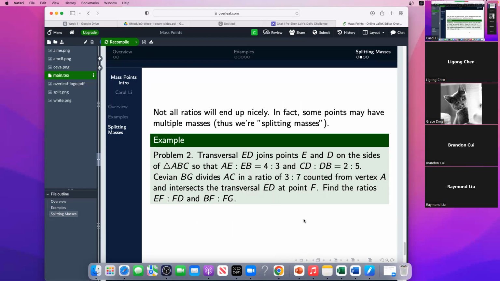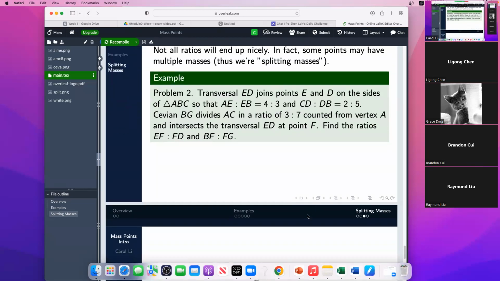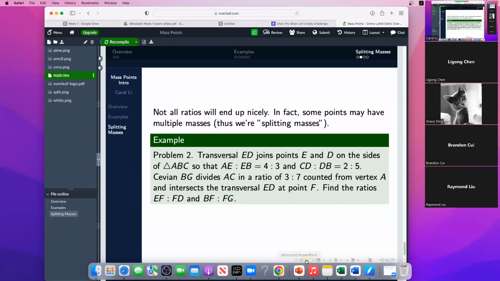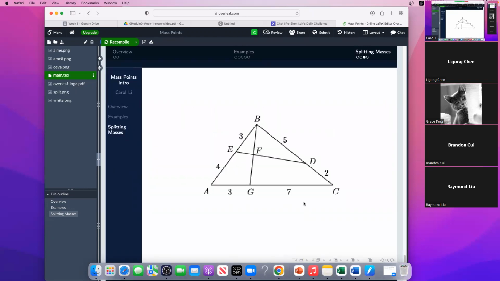So this is actually a newer concept, because I'm pretty sure Vestavia doesn't teach splitting masses. We do teach mass points in our geometry curriculum, but not splitting masses, and it has appeared on AMC. I don't know if that's on AMC, but it's good to know. It's not actually really difficult. And this is an example question. So, great. And here's our diagram.